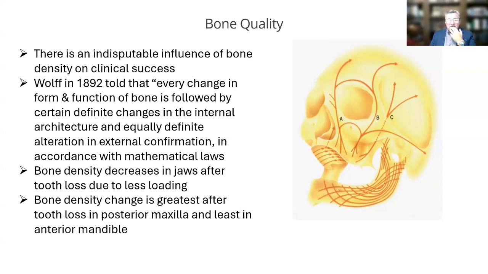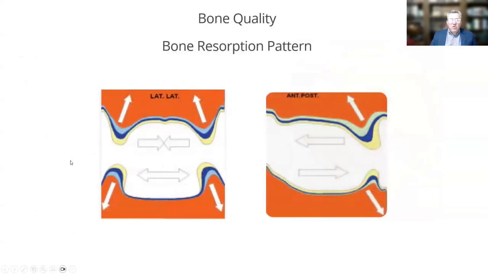Bone density changes are greatest after tooth loss in the posterior maxilla and the least in the anterior mandible. So that's why, when we're placing anterior implants for overdentures in the mandible, that bone is usually very, very dense. It's very avascular, very hard bone, type 1. So understanding the bone quality is very important in your patient selection. I would recommend having a CBCT on every patient.